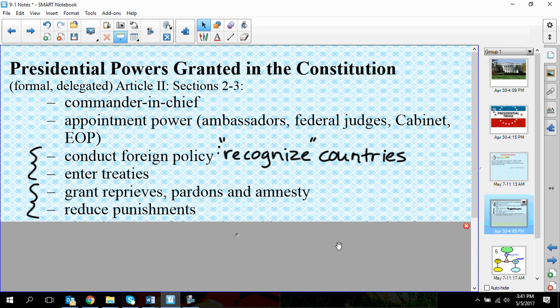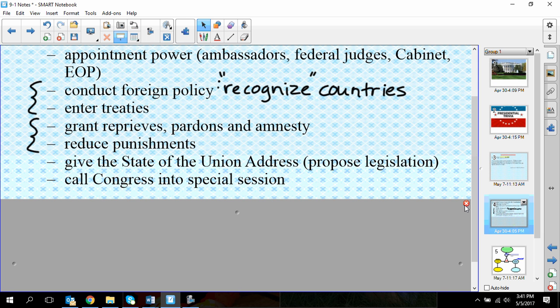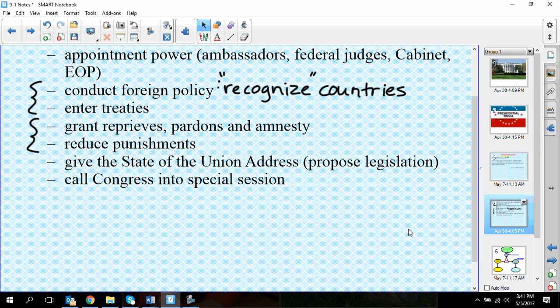He also has the ability to reduce punishment for individuals. Those are called commuted punishments. Many presidents do this at the end of their presidency, and so if you look at President Obama, he commuted a lot of punishments. He has the power to give the State of the Union address, and we know a lot about that, and he can call Congress into special session if such an emergency is needed.